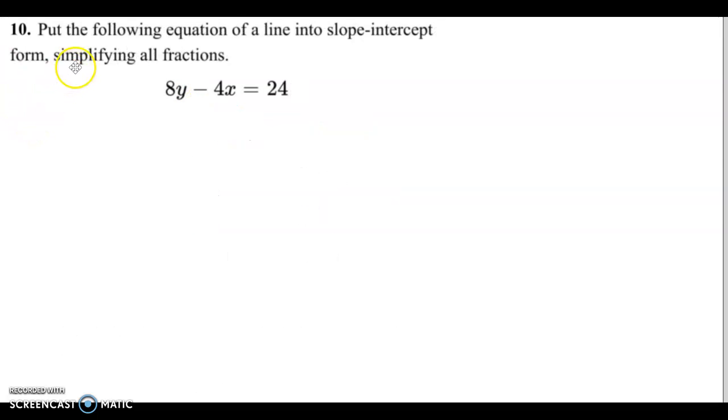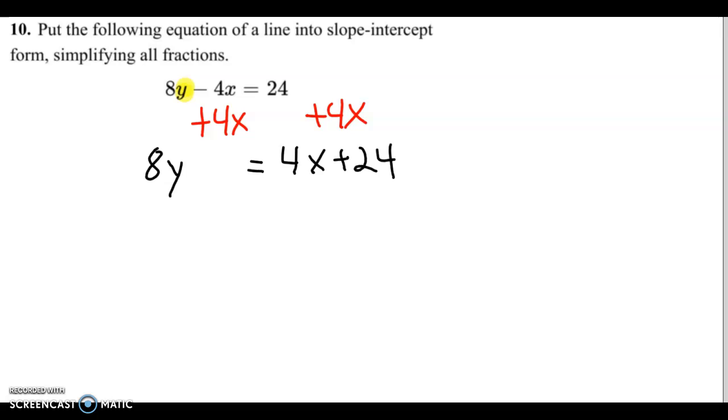Alright, next we're going to put the following equation of a line in slope-intercept form, simplifying our fractions. Same thing here. We're going to isolate the y. We're going to do the opposite: instead of subtracting 4x, add 4x. Bring down the 8y is equal to 4x plus 24. Now we're going to divide by 8 on every single term.